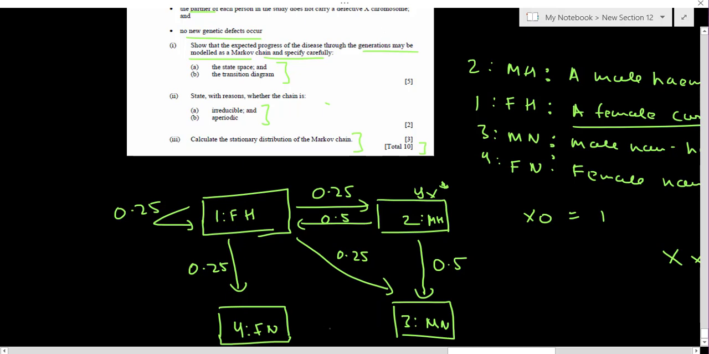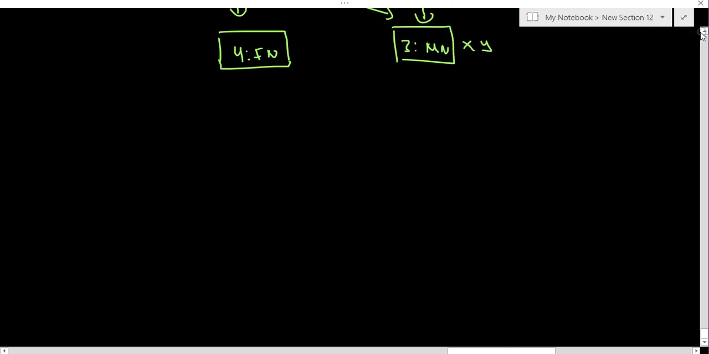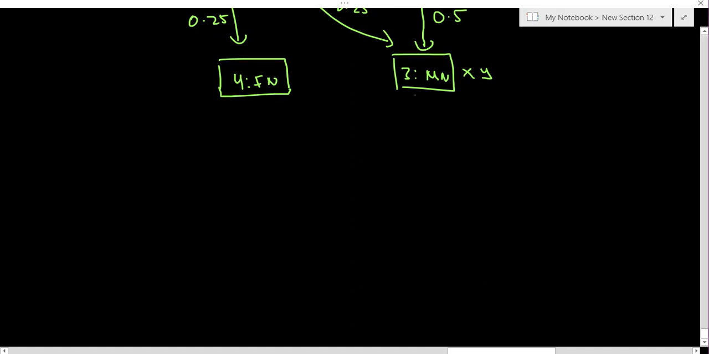Now if I try to see from a male non-carrier, we are assuming that his partner does not have the defective chromosome, so he has XY. He can lead to either a male non-carrier or a female non-carrier. He cannot transfer this X star, he does not have it. So he can lead to a male non-carrier with 0.5 or a female non-carrier with 0.5. And then a female non-carrier can lead to a female non-carrier with 0.5, or a male non-carrier with 0.5 again. So that's what your transition diagram should look like.